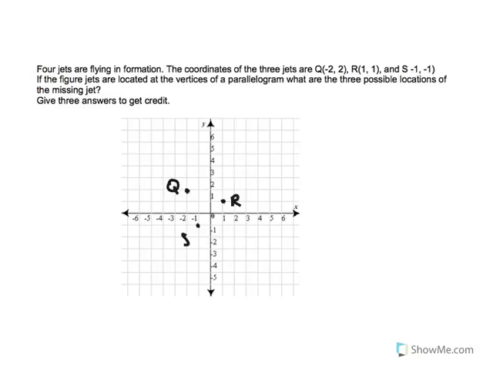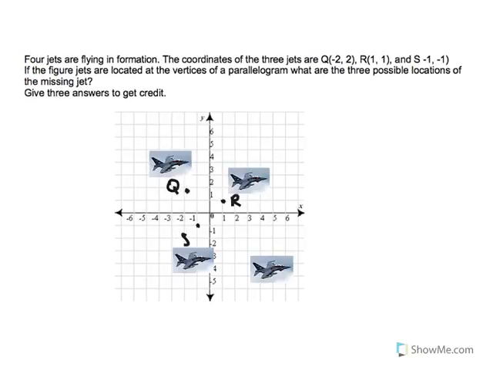If the jets are located at the vertices of a parallelogram, so there are 4 jets trying to fly in this formation. We're trying to find the location of this jet here, and we don't know what that point is just yet. So we have to calculate it. It says, what are the possible locations of the missing jets?